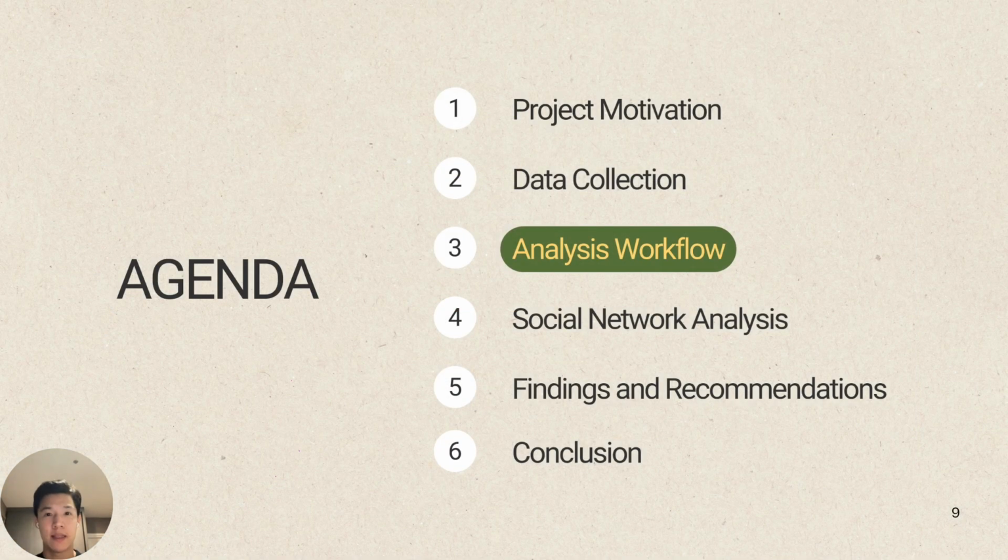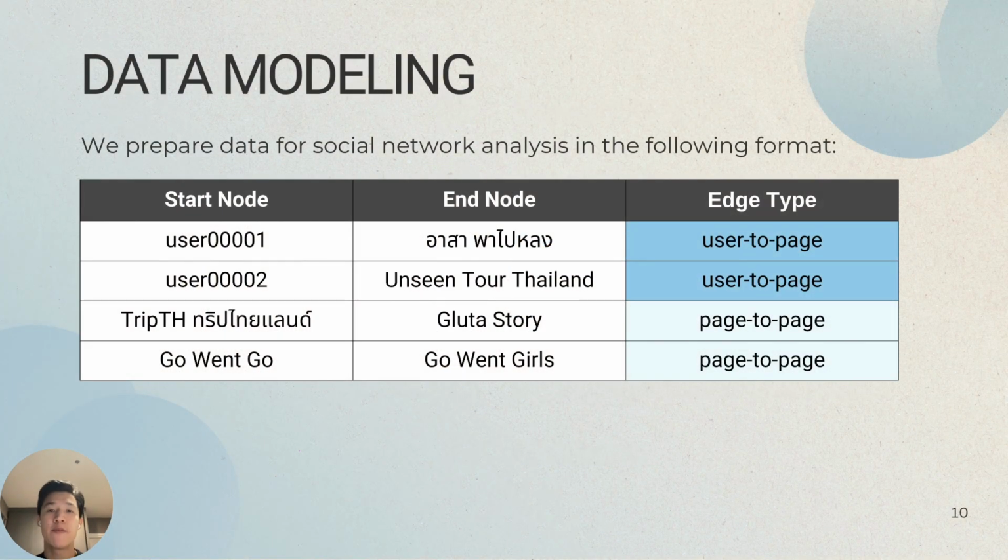And then analysis workflow. Before performing the social network analysis, we need to prepare and model the data into a network structure. As shown in this table, each connection in the network is represented as an edge between two nodes. The node could be users or pages, while the edges represent the relationship between them.